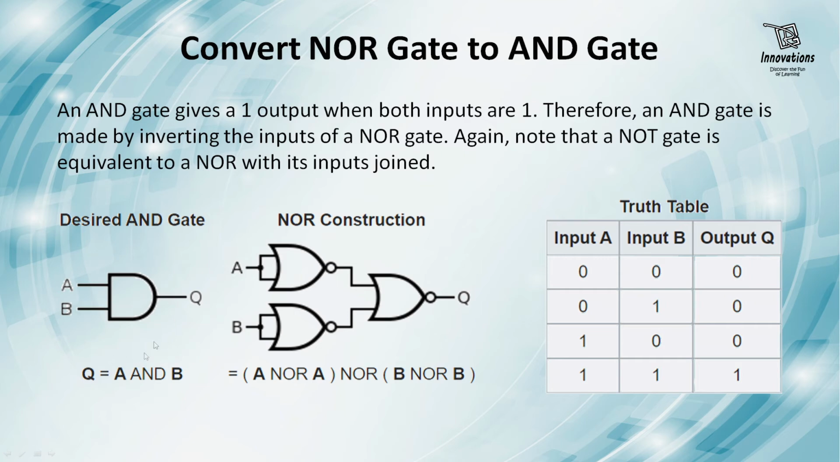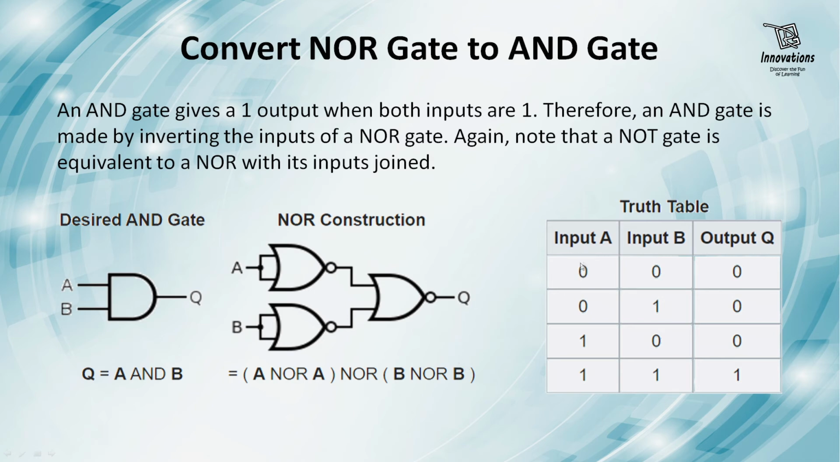So our desired gate is this AND gate where A and B are input and Q is output, where Q equals A and B, and the NOR construction will be like this. First we will invert the inputs, input A, that will be inverted input A, and here we will invert input B, so it will be inverted input B, and the output will be A NOR A NOR B NOR B. So the output will be A and B.